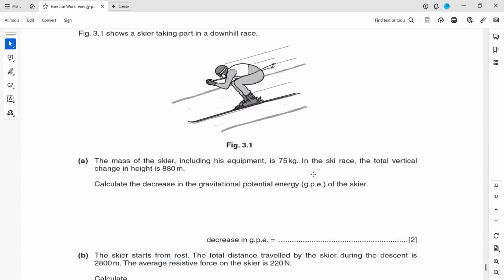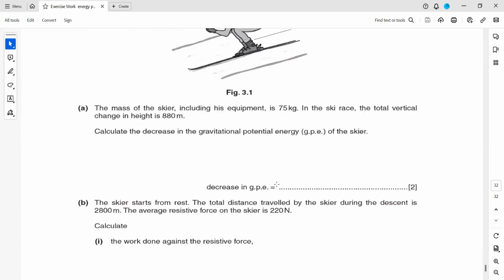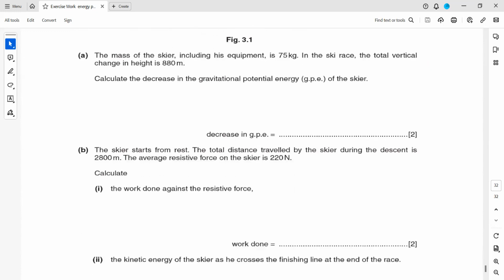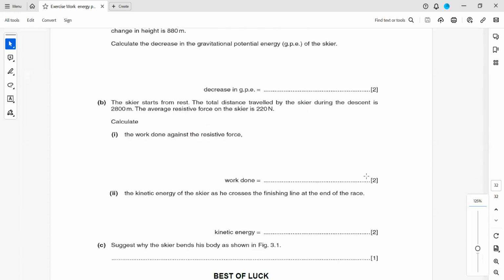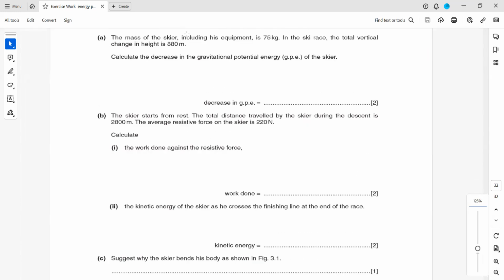And this question: the mass of a skier, including his equipment, is 75. So we need the decrease in gravitational potential energy. We use the formula mgh. So mass is 75, gravity is 9.8, and the height is 880. You will get the gravitational potential energy.